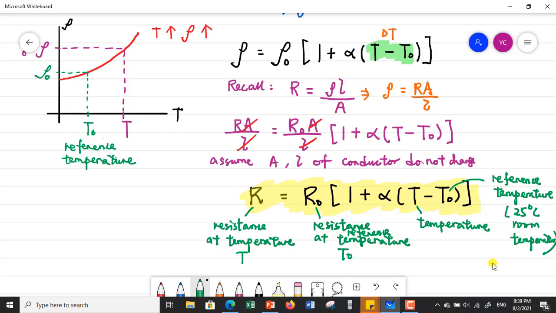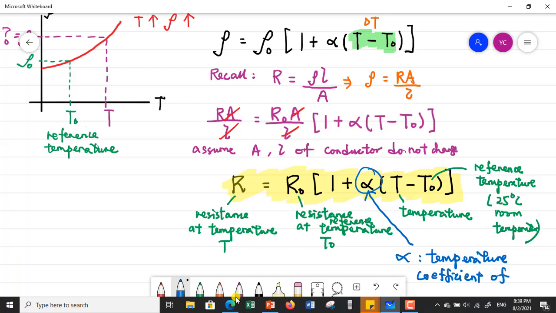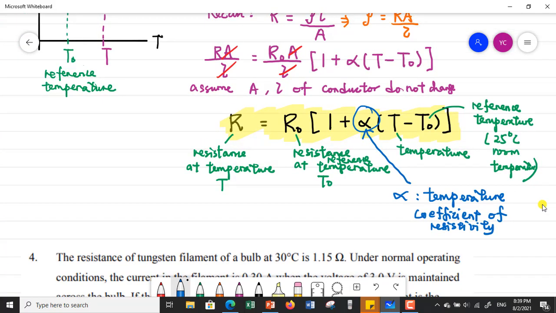Okay, normally the reference temperature is 25 degrees Celsius or room temperature. So what is alpha? What does this term represent? Alpha is what we call the temperature coefficient of resistivity.